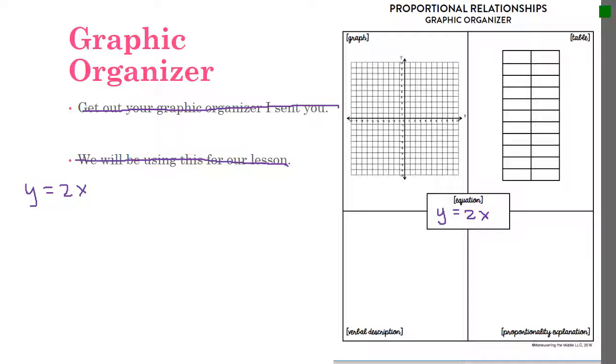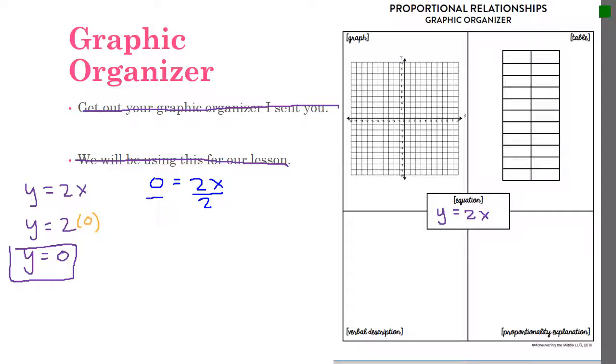Let's go ahead and plug in a 0 for x. So y equals 2 times 0, which is 0. Okay, so my y-intercept is 0. Let's try finding my x-intercept by plugging a 0 in for y. 0 equals 2 times x. Well, if I divide both sides by 2, I'm going to get x equals 0 divided by 2, which is still 0. Okay, so now my x-intercept is 0.